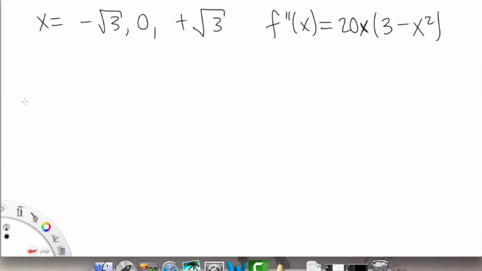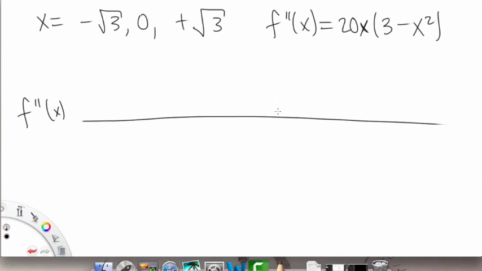Now what we're going to do is sign analysis for the second derivative. We're going to draw a little number line and plant our critical points on it: negative radical 3, 0, and positive radical 3. Now we can pick our easy test points. This is good because we don't have any restrictions. So we have a negative 2, we could write negative 1 because that's in between, a positive 1 and a positive 2. Let's plug these into our second derivative and see what signs we get.